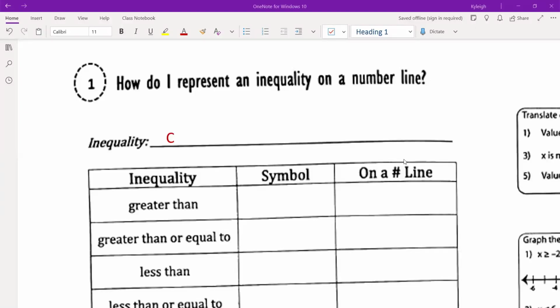All right, so we are going to talk about inequalities, the basics of them today, and how to represent an inequality on a number line. So first, let's just talk about what an inequality is.